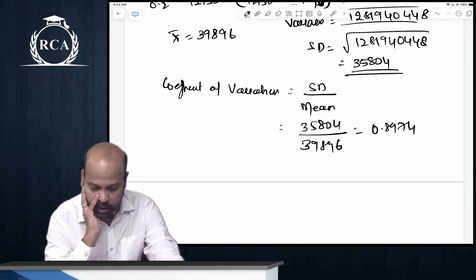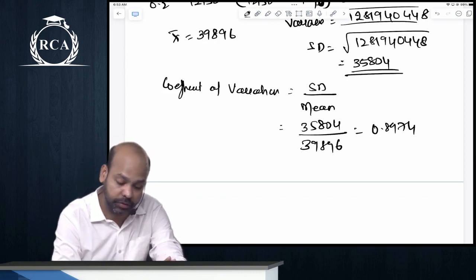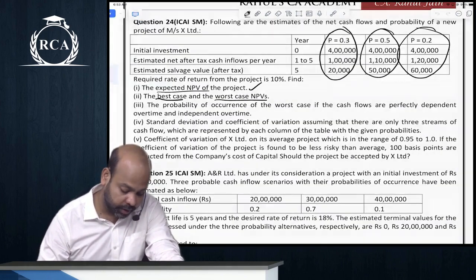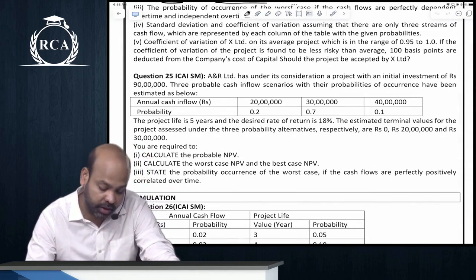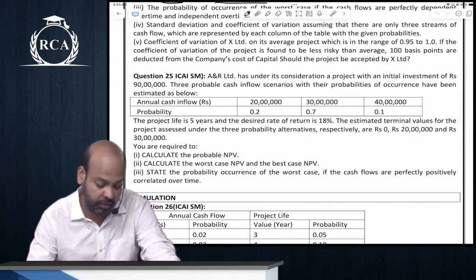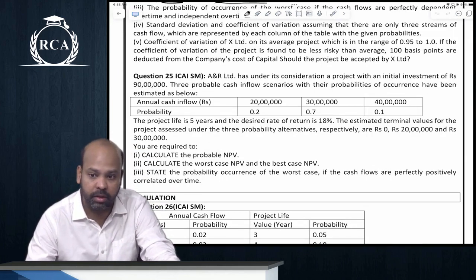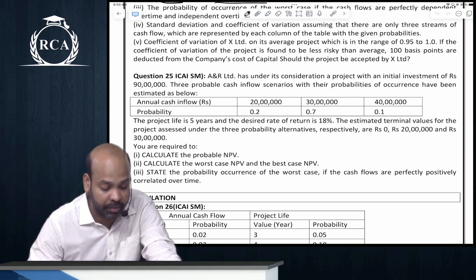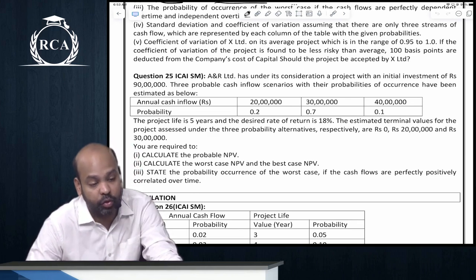Fifth bit, beta, says that X Limited's coefficient of variation on its average project is in the range of 0.95 to 1. However, in the given case, it says if the coefficient of variation of the project is found to be less risky than average, then 100 basis points are deducted from the company's cost of capital. Should the project be accepted by X Limited? 100 basis points are deducted, meaning 1% is deducted. What is your existing cost of capital? 10%. They will now reduce it to 9%. You will have to recompute the NPV.